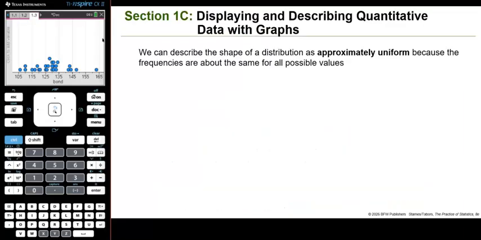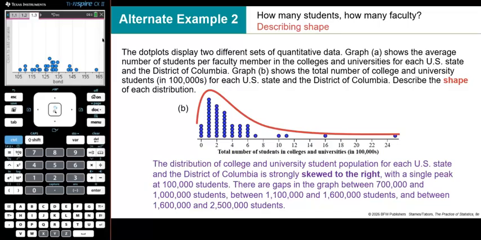They even described a gap between the 1,100,000 and the, or in other words, on the graph, between the 11 and the 16, there's a gap. Between the 16 and the 25, there's a gap.